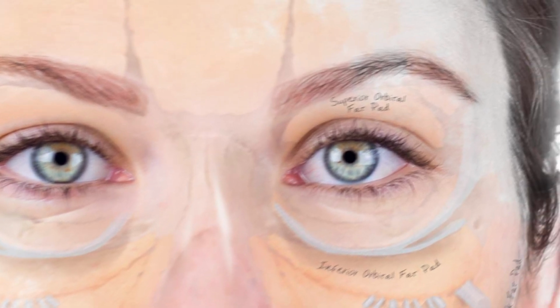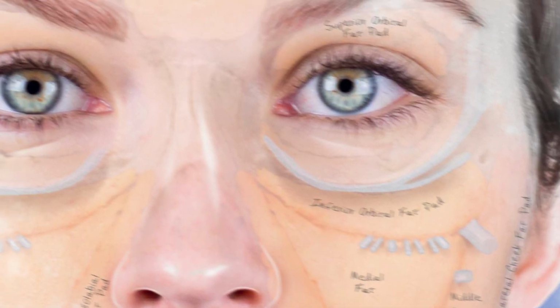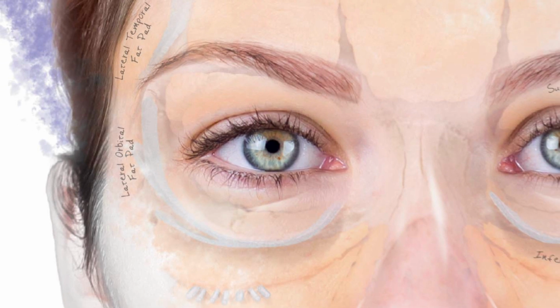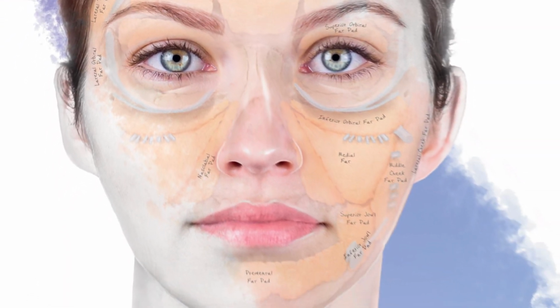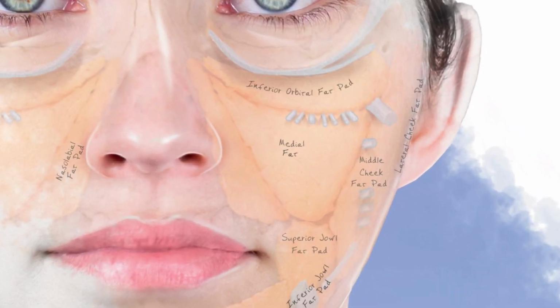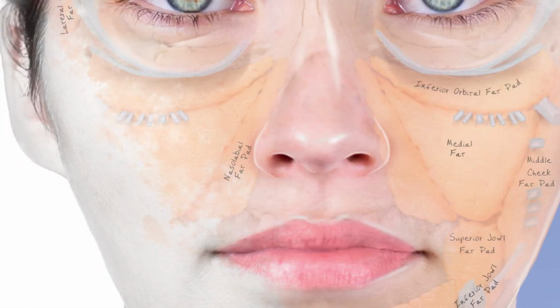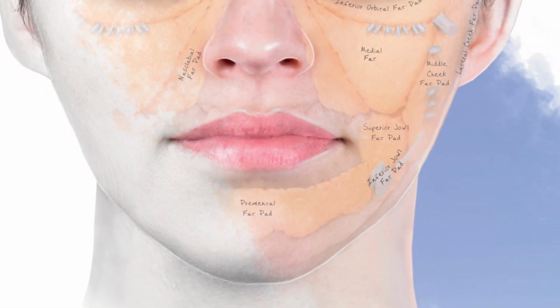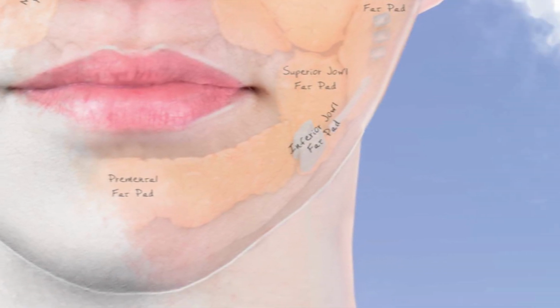There are then also 3 around the eyes. So around your eye, you have your superior, inferior, and lateral orbital fat pads. And then there are 3 in the anterior part of the cheek. That's the medial, middle, and the nasolabial fat pad. We also have 3 in the lower face, the jowl, the premental, and the platysmal fat pad.